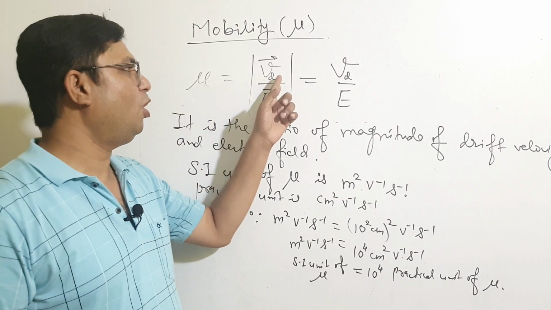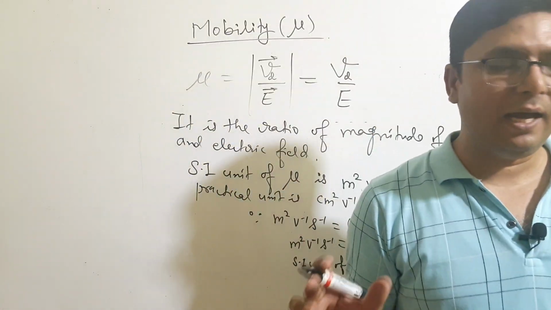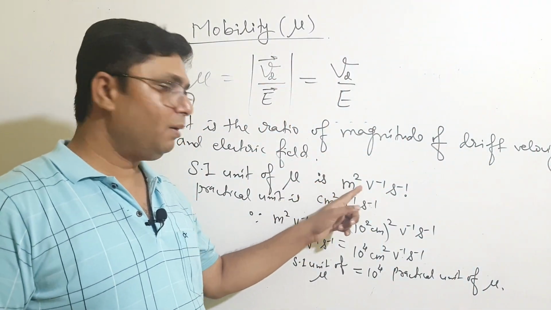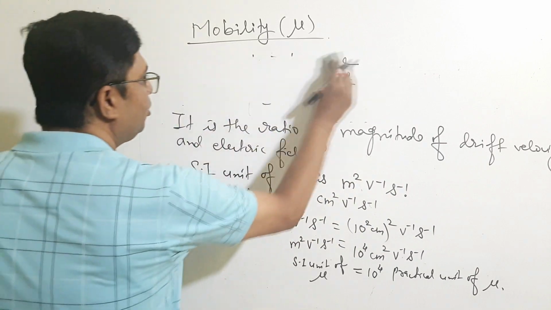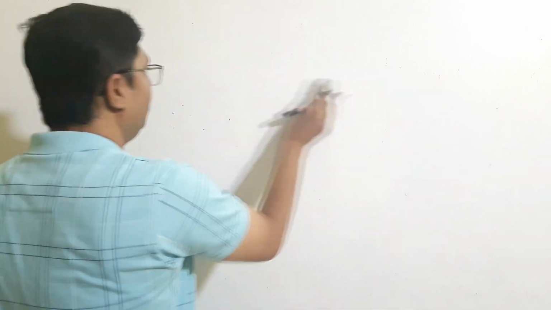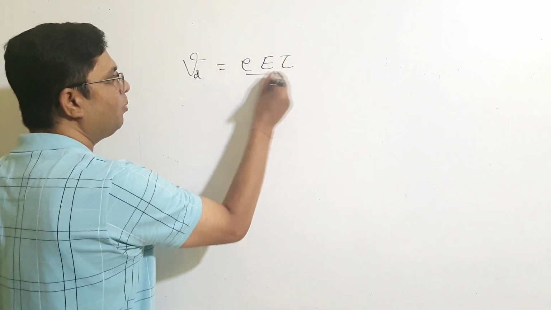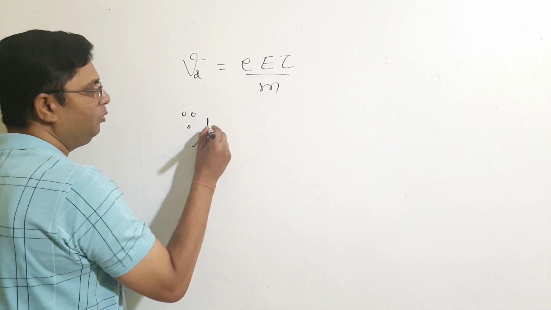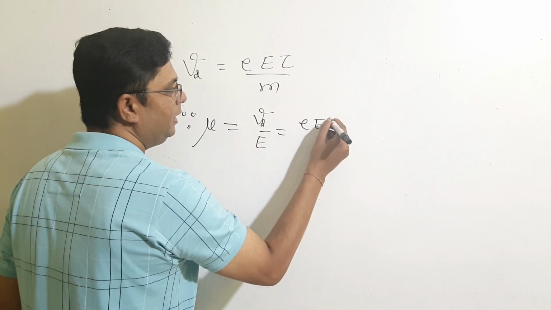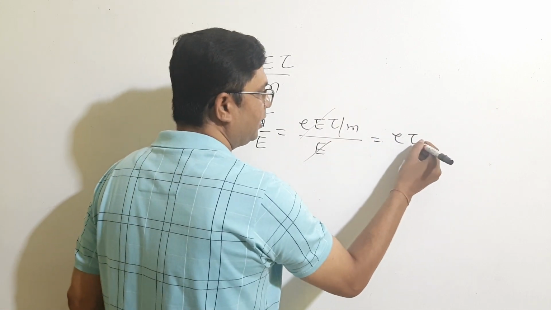What is mobility? Mobility is the ratio of magnitude of drift velocity to the electric field, and its SI unit is meter square per volt per second. Now what is the formula for drift velocity? Vd is equal to e tau upon m, and we have just seen that mobility mu equals Vd upon E. So put the value of Vd: e tau upon m whole divided by E. Cancel this E, so you have e tau upon m.